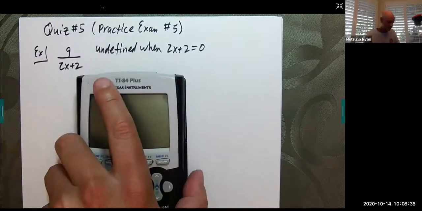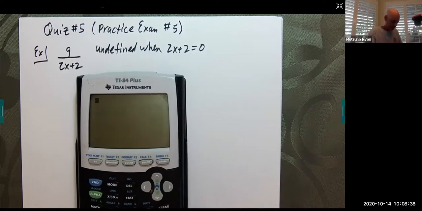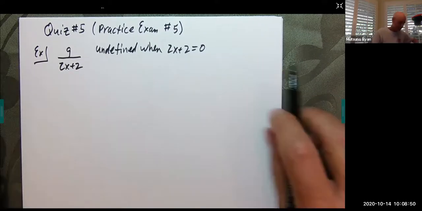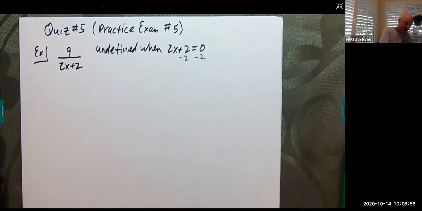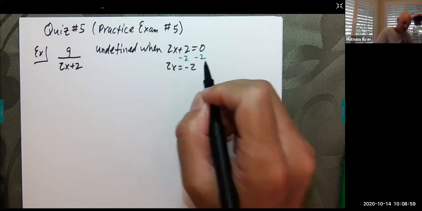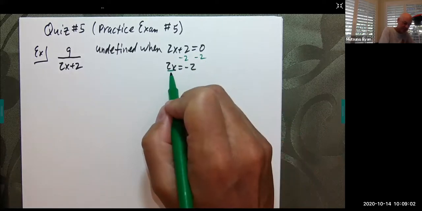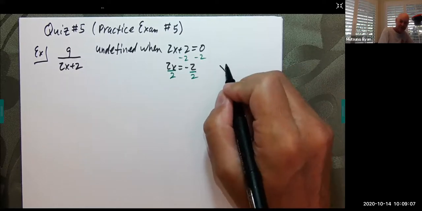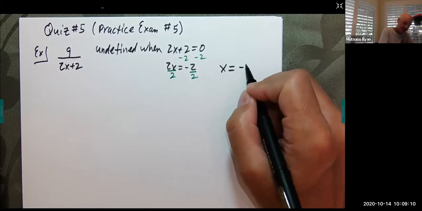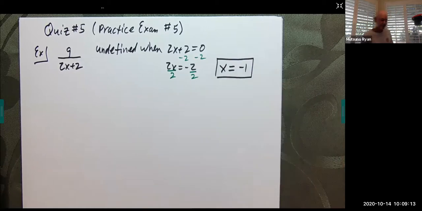And I can even show you what that means. 9 divided by 0, we run into a problem. It says, hey, you can't do that. Stop doing that. So we want to know what value of x is going to make that happen. So to do that, I just need to solve this small equation. So x in this case cannot be -1. This is the value of x that makes the expression undefined.